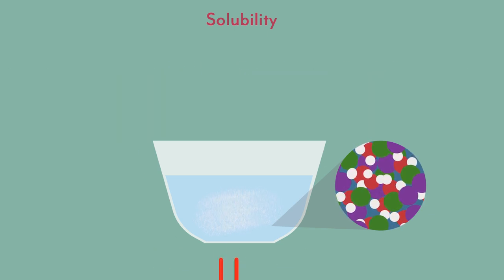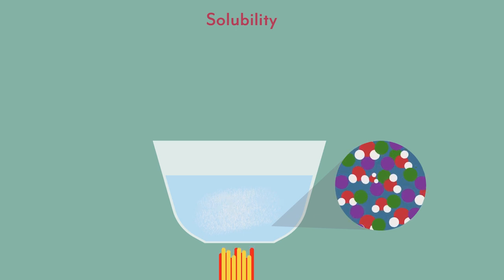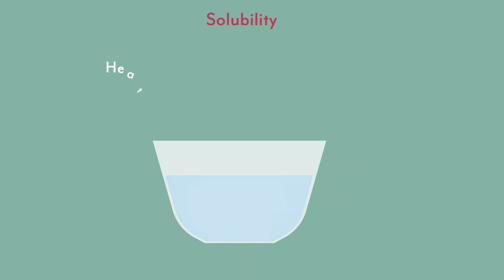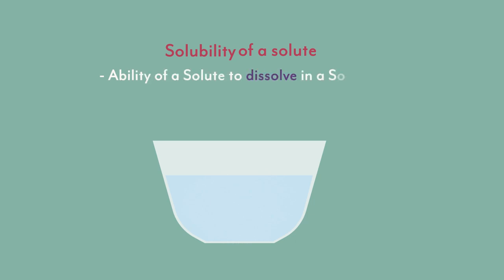But what if the temperature is increased? Then the particles of the solvent will move further apart. This would create more space, allowing the particles of the solute to dissolve. So heating can help increase the solubility of a solute. What is the solubility of a solute? It's the ability of a solute to dissolve in a solvent.